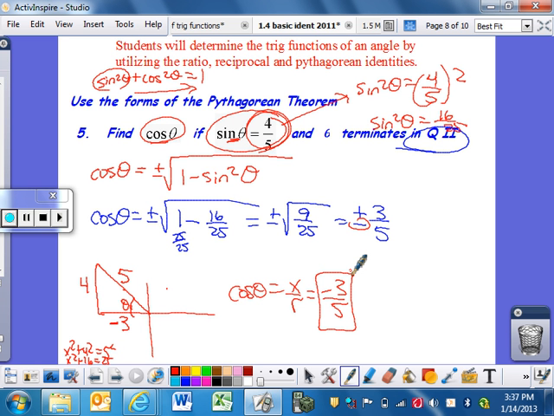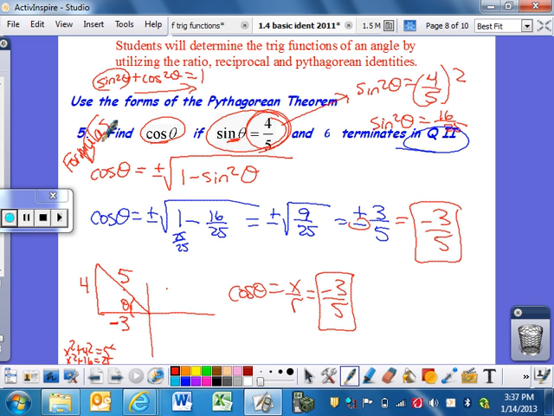Excuse me, I just about killed my microphone here. And this is also negative 3 over 5. Okay? This part is using your formulas. So some of you love having formulas and knowing them. Well, you're going to have to memorize this one.